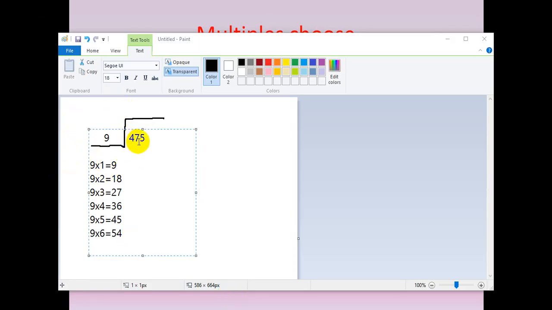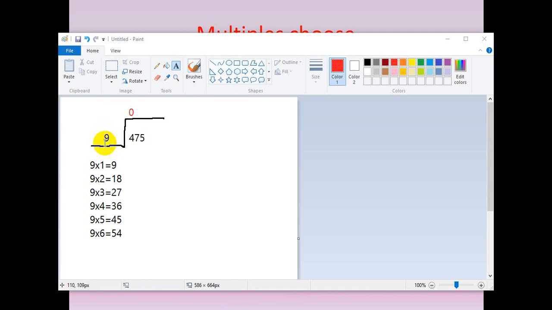Now we do the draft here. 475 divided by 9. We start from the greatest place value, which is 4. 4 is smaller than 9. Can't be. What can I do? We put 0 up and take 2 digits. 47 divided by 9, it will be 5. The nearest to 47 is 45. 9 times what equal 45?